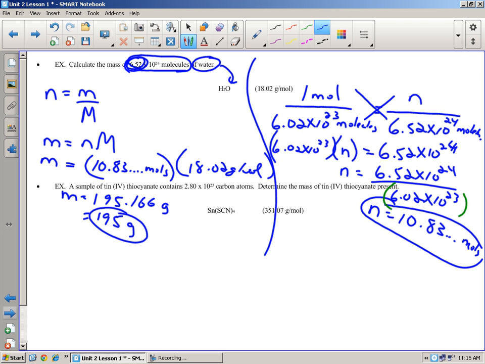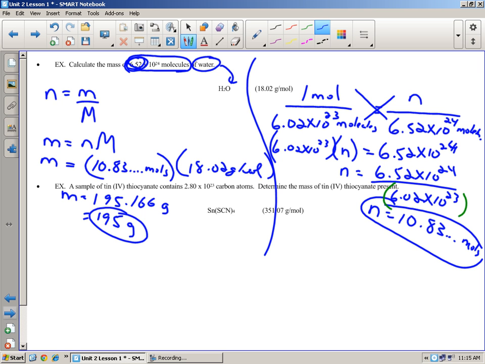So if you wanted to take the time, if anybody wants to do this, let me know. I'll give you extra credit. You count out 6.52 times 10 to the 24 molecules of water. So I'll give you the water. You count out that many molecules, okay? You'll put them on a scale eventually. So I'll get you those water molecules.